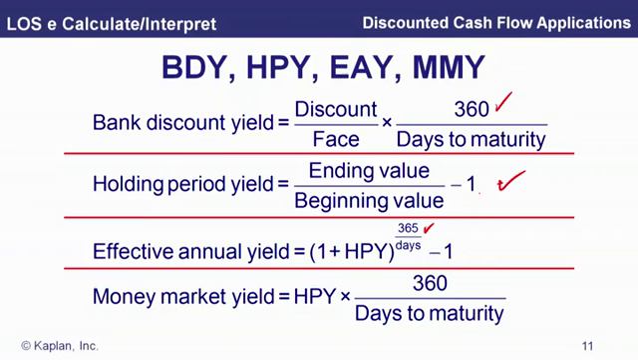And lastly, our money market yield. Money market instruments are instruments that mature in a year or less. Many of our discount type instruments are money market instruments. So here we're doing kind of a mixture of the two. We're going to annualize the holding period yield, so it's a true yield. And we're going to annualize it by multiplying times 360 over the number of days to maturity.